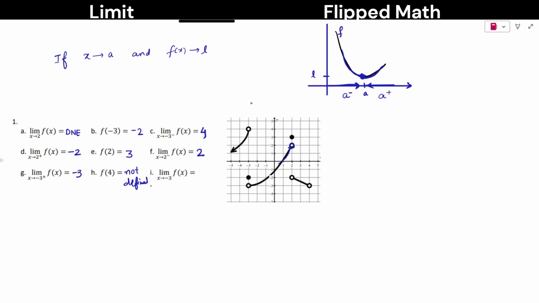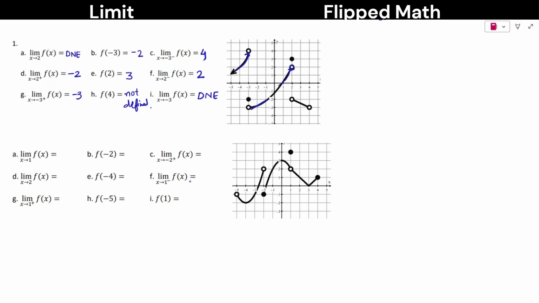Then limit at negative 3. If you have to calculate a limit and it breaks into left and right limits, make sure both limits approach the same number. But in this case, the limit at negative 3 from the left side is different, and the limit at negative 3 from the right side is different. So the limit at negative 3 does not exist.